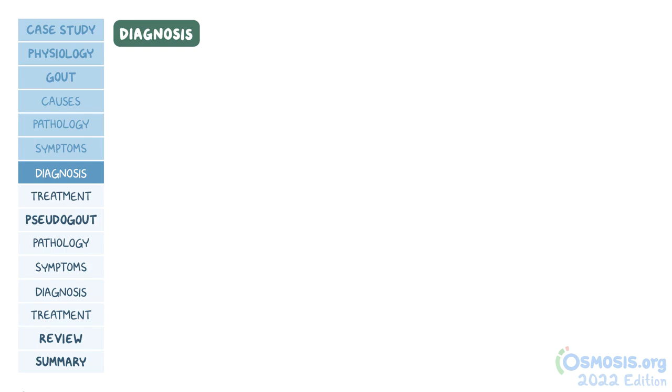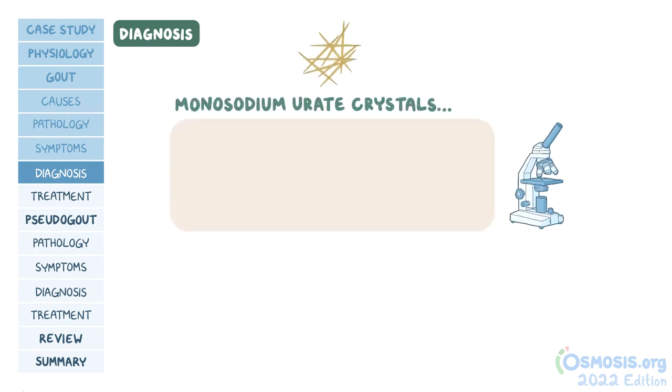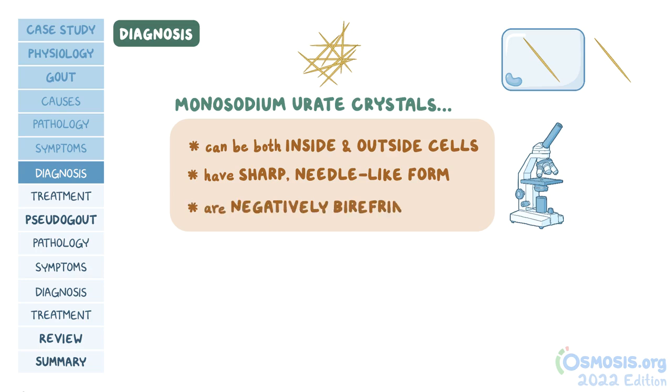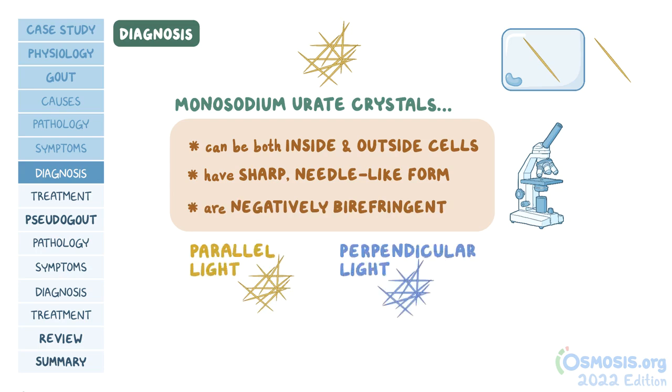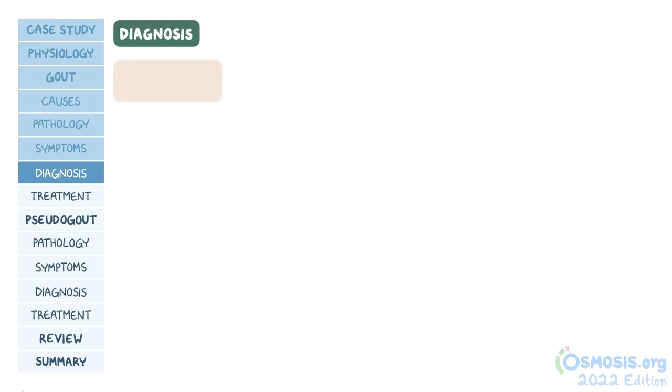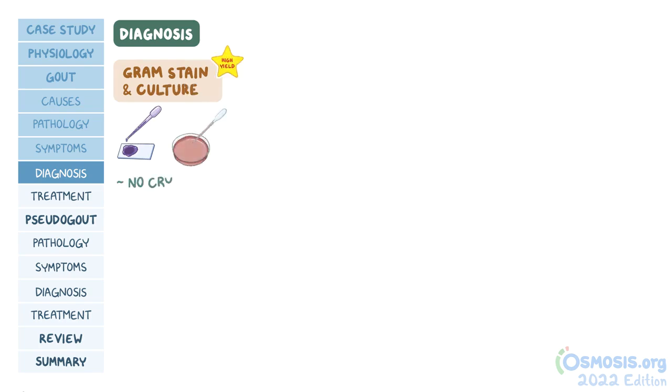A high-yield fact is that on a microscope, under polarized light, monosodium urate crystals can be both inside and outside the cells, have a sharp needle-like form, and are negatively birefringent. Negative birefringence means they are yellow under parallel light and blue under perpendicular light. In addition, the fluid should be examined by gram stain and culture, especially if no crystals are found, to exclude infection as a possible cause for the symptoms.